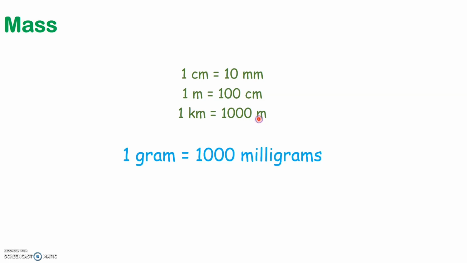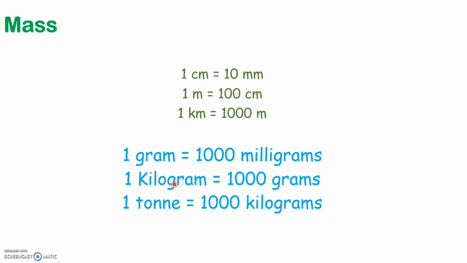That is, 1 gram is equal to 1000 milligrams, which means 1000 milligrams put together will give 1 gram. Same like that, 1 kilogram is equal to 1000 grams. That is, 1000 grams put together will give us 1 kilogram. And 1 ton is equal to 1000 kilograms. That is, 1000 kilograms put together will give us 1 ton.